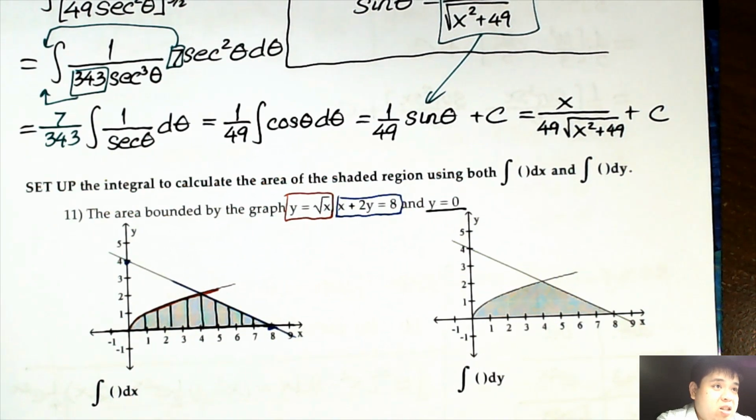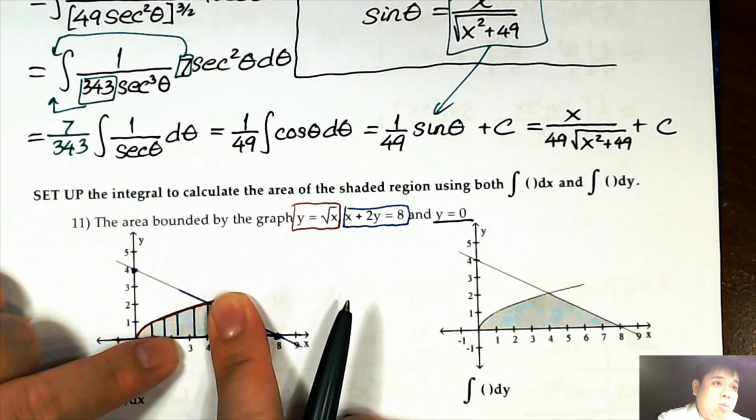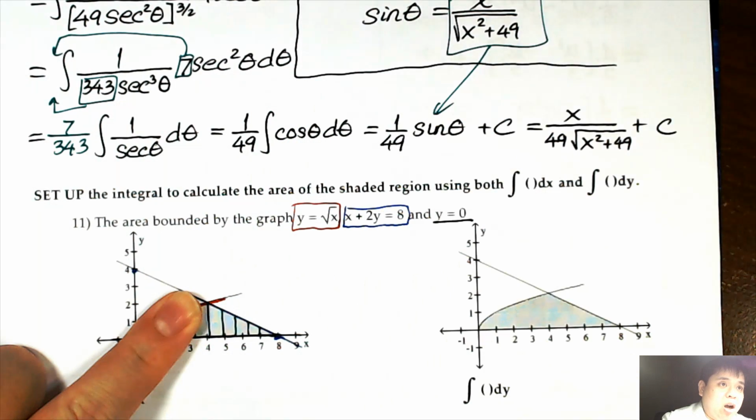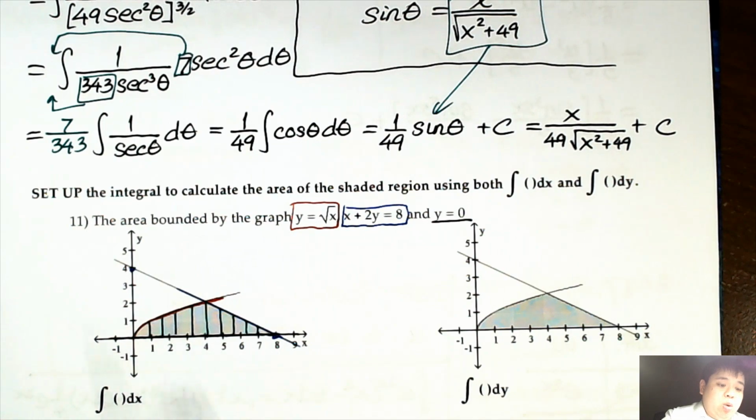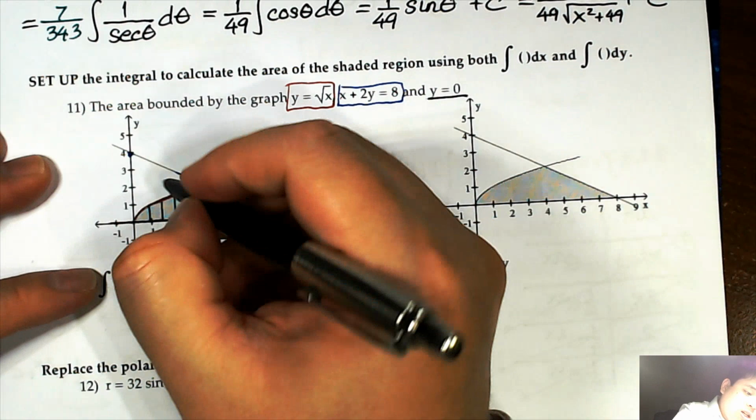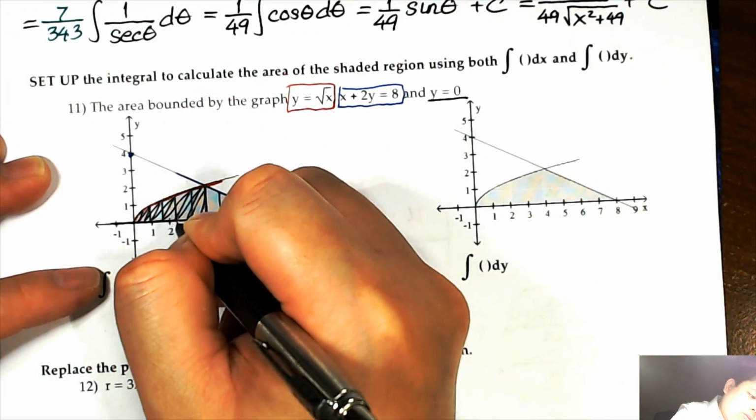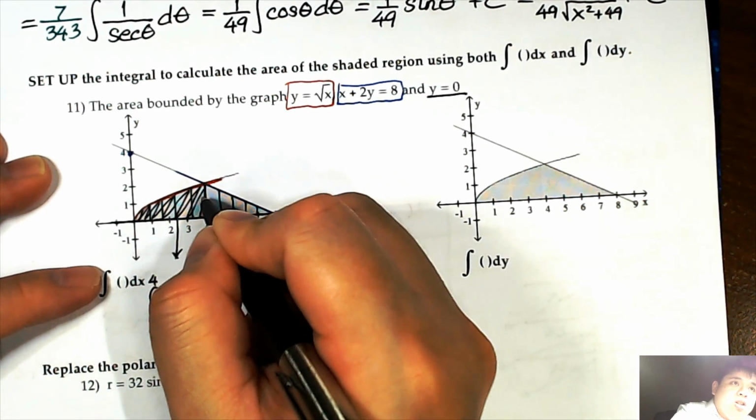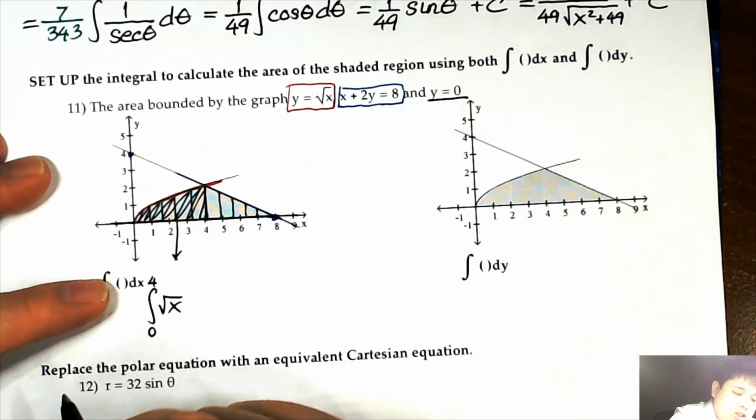From here, the function above is the red curve, the bottom is y equal to 0. On this side, the function above is the blue line, the function below is y equal to 0. So in that case, if we set up the integral using dx, we have to split. For this part, integrate from 0 to 4. The top function square root of x minus bottom function 0, so we just have that.